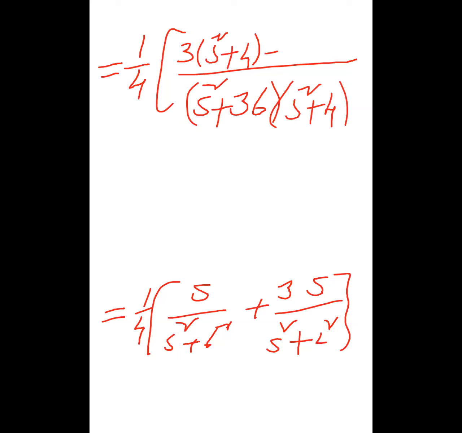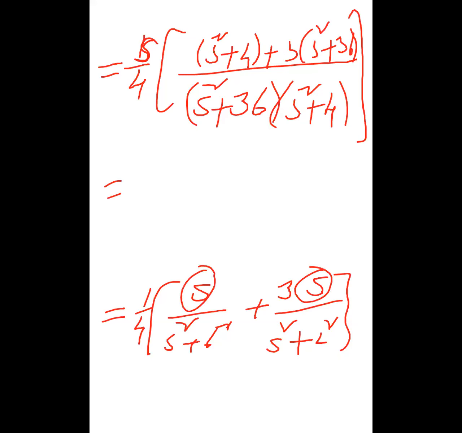plus, here S is a common term, and 3 into S square plus 36, that equals. S is a common term in the numerator, so I take S common in the numerator: S by 4 into S square plus 4 into 3 into S square plus 36.